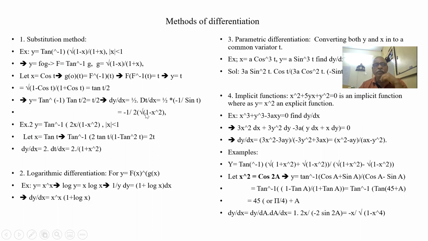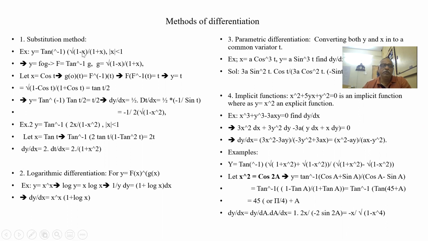So what we have done here: y is tan inverse of root of (1 minus x) by (1 plus x), and we have to differentiate. Otherwise, how would we do it? dy by dx would be 1 by 1 plus u square into dy by dx of this inner function, by the u by v method. So this is a very long process.